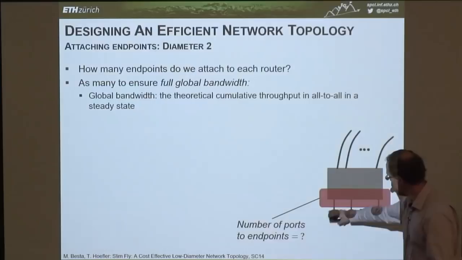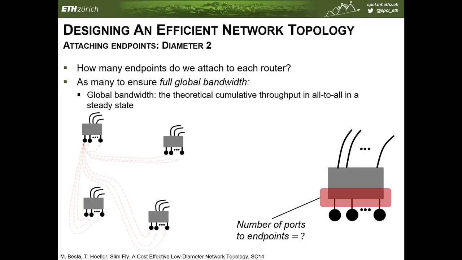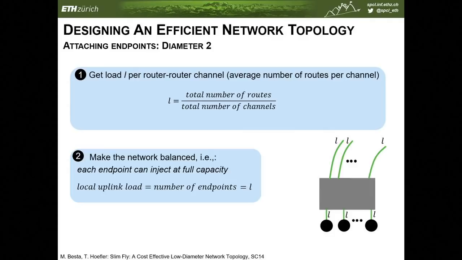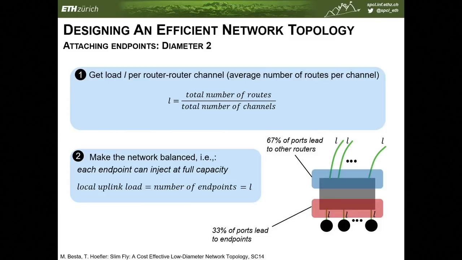And the rule is relatively simple. So here's, again, an animation. So we can compute this. I'm slightly running out of time, so let me just give you the result. The idea is, and you can derive this, the intuition is, again, that we put one-third of the links from the router that leave the router to endpoints and two-thirds to the network.